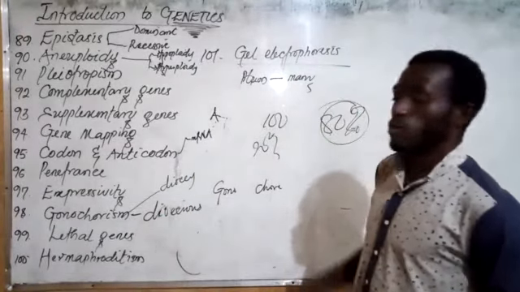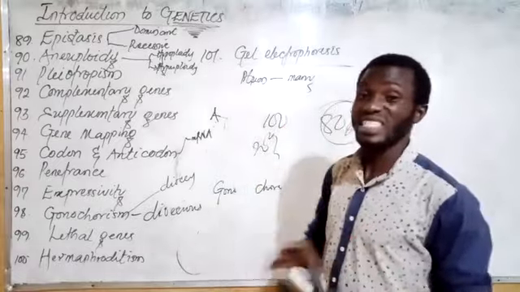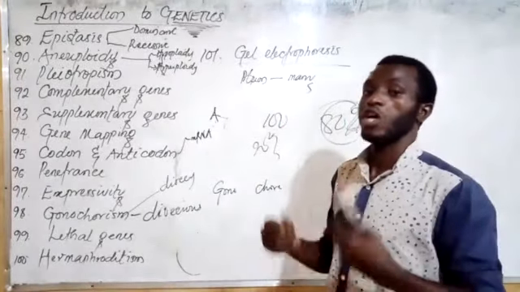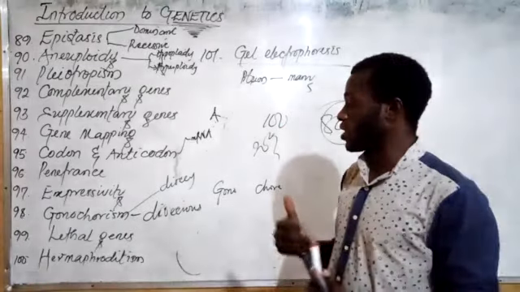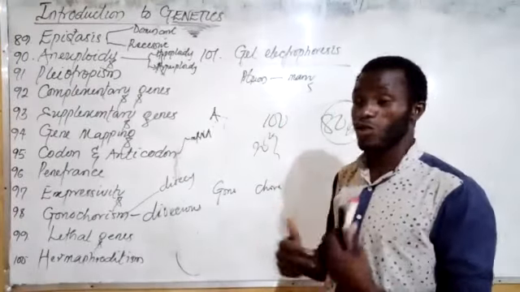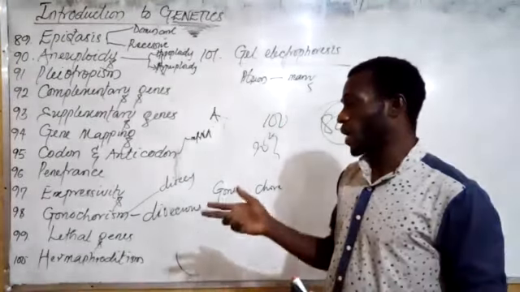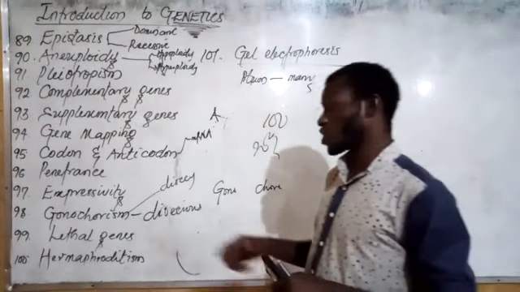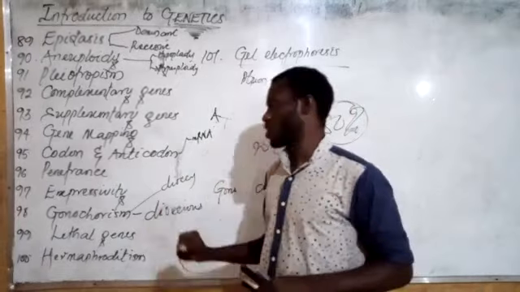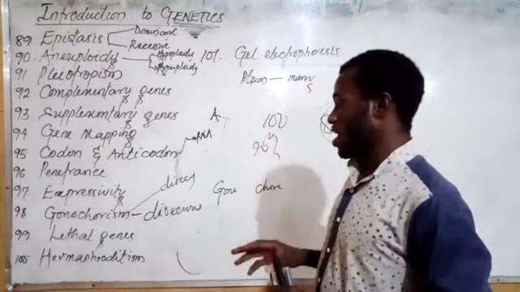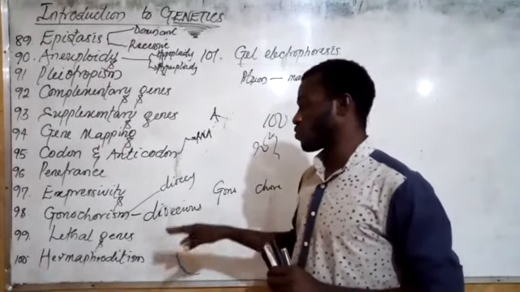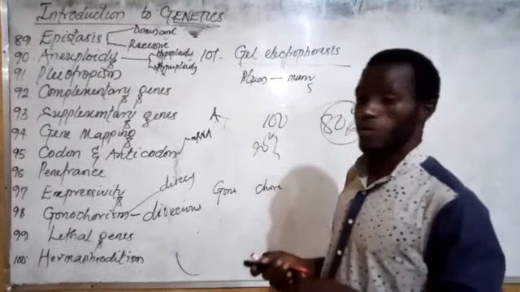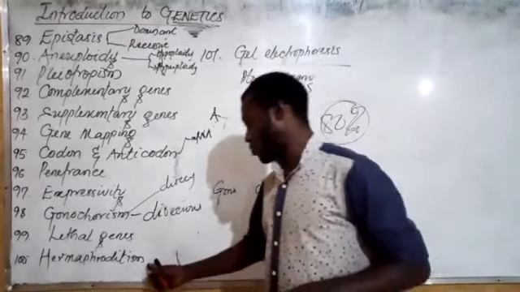Lethal genes are genes that are capable of causing death to the organisms, but it depends on their combination. Usually when they come in homozygous forms, they are capable of causing death to the organism. So it's with respect to their combination anyways. What they basically do is that they have the possibility of causing death to the organism that possesses them.